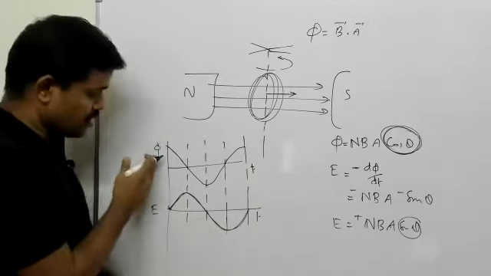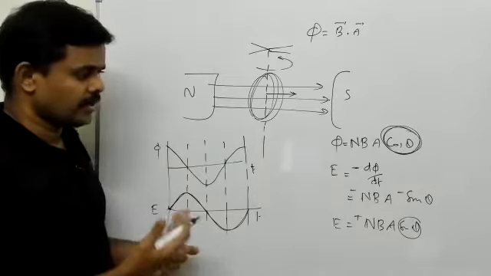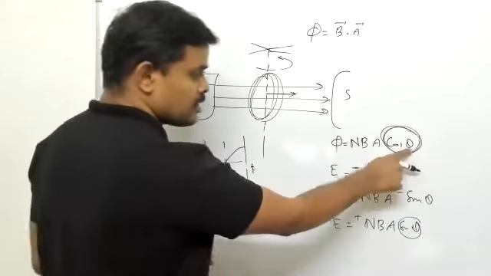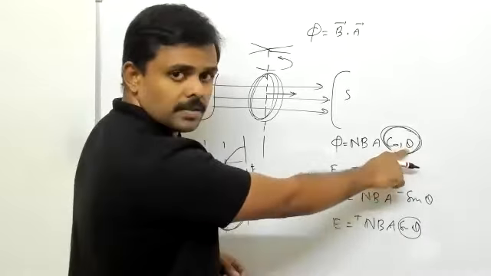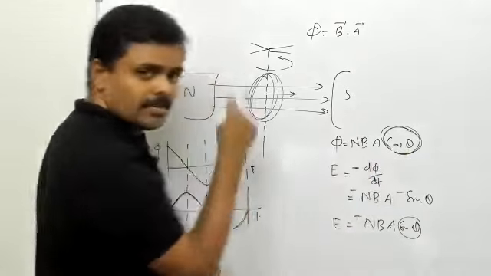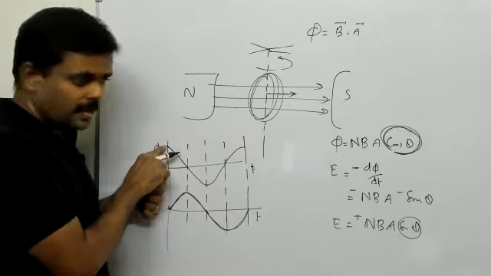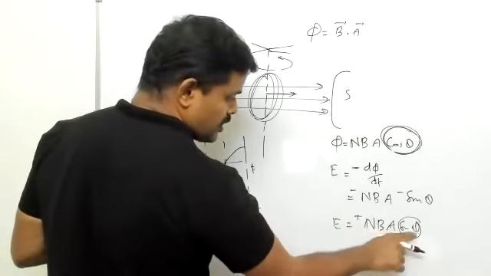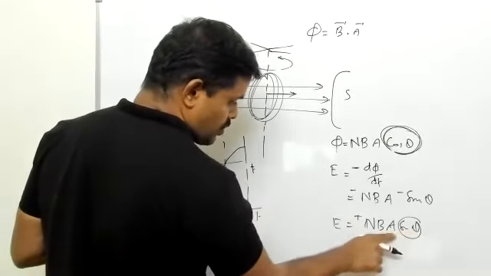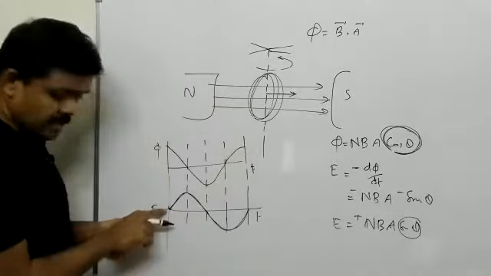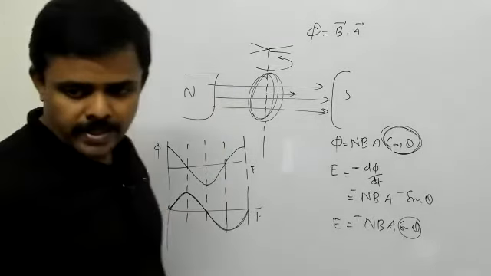And cos function is drawn with the maximum at 0. That makes sense because you put theta equal to 0. Cos 0 is 1. NBA, that is maximum. That means at 0, you have maximum. Understood? And here, if you put theta equal to 0, sine 0 is 0. This will become 0. EMF is 0. That is why we are starting it from 0, 0. Did you understand?